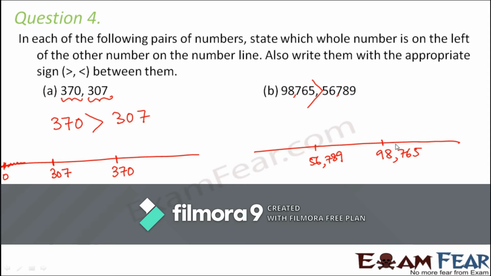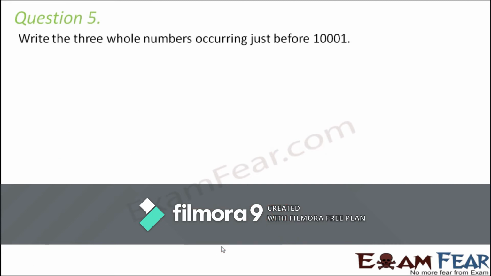So 56,000 would be on the left hand side of 98,000 on the number line, because always remember that as you go towards right, you go towards greater numbers. As you go towards left, you go towards the smaller numbers. So a smaller number will always lie on the left of the greater number.